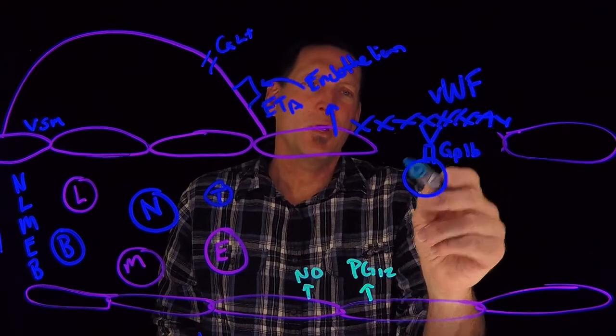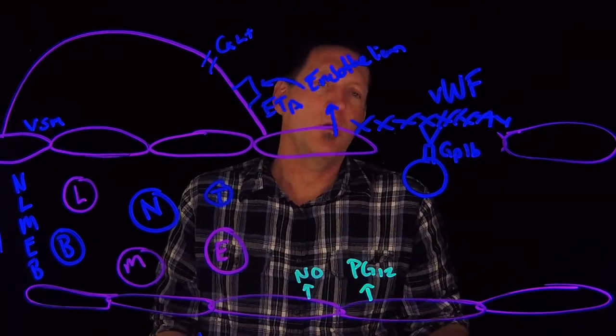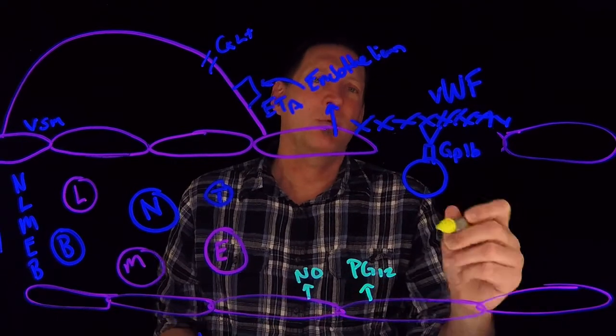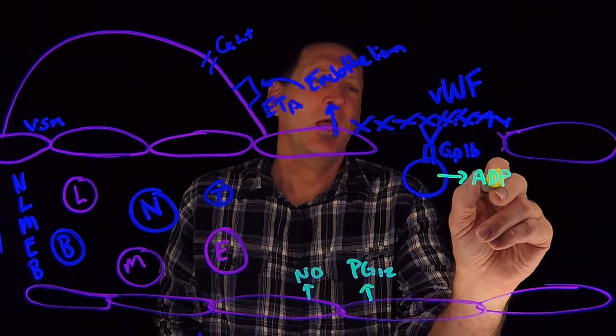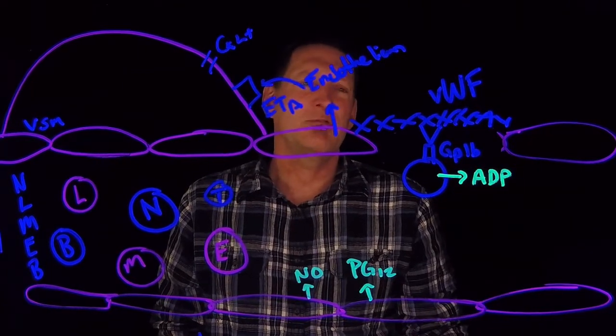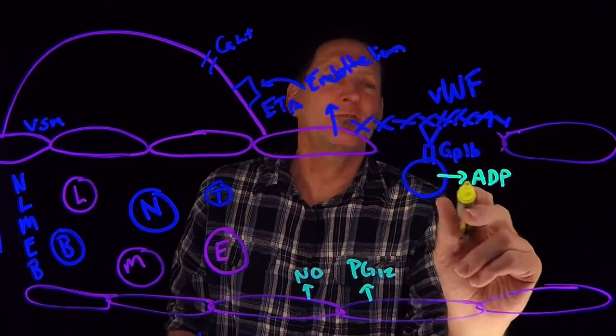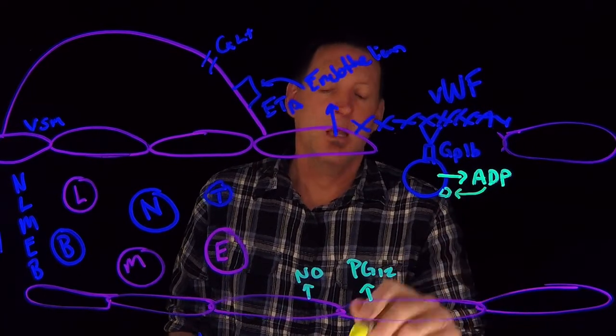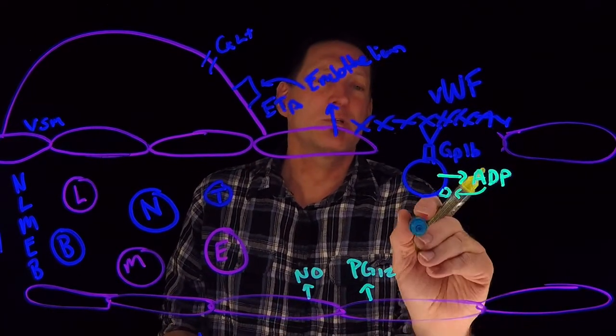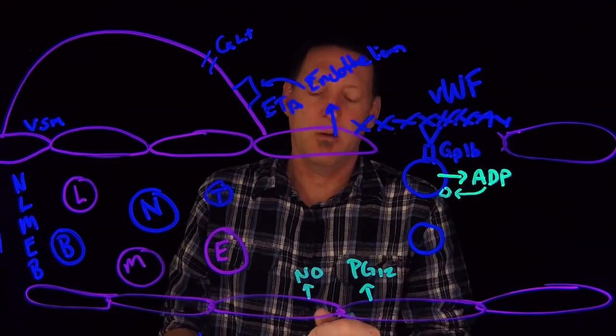When von Willebrand's factor activates the glycoprotein 1B molecule, what happens is I get a release reaction and I release ADP. ADP is adenosine diphosphate. Well, adenosine diphosphate then will plug into receptors on the thrombocyte. However, it's not just on this thrombocyte, it also acts as what's called a paracrine.